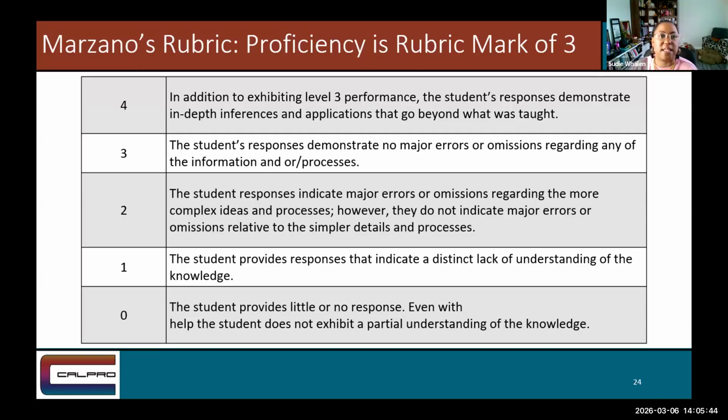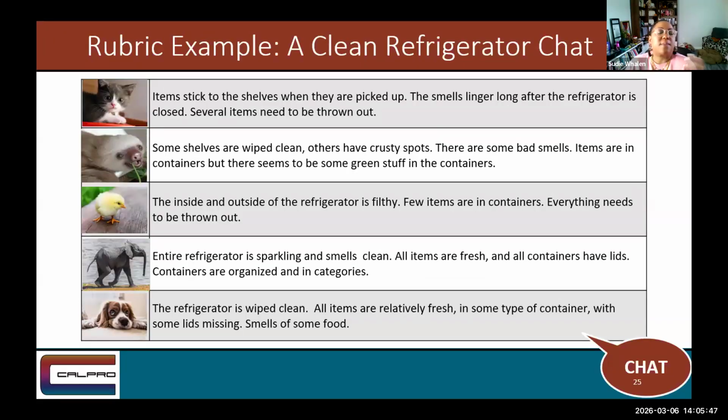All right, let's look at this in an example that some might find a little yucky. And we're going to play a game here. All right, so you're going to use your chat, so make sure you have the chat available.